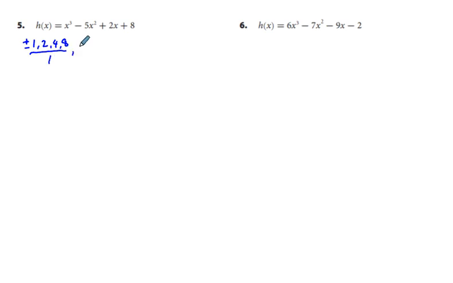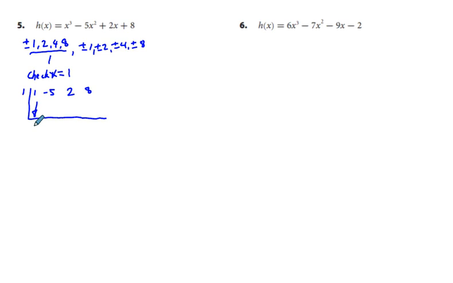So our potential rational zeros are going to be plus or minus 1, plus or minus 2, plus or minus 4, and plus or minus 8. And just working that out, we're going to check 1. I would say check x equals 1 as a potential zero. So we put 1 here, and then 1x cubed negative 5x squared plus 2x plus 8. And just work that out.